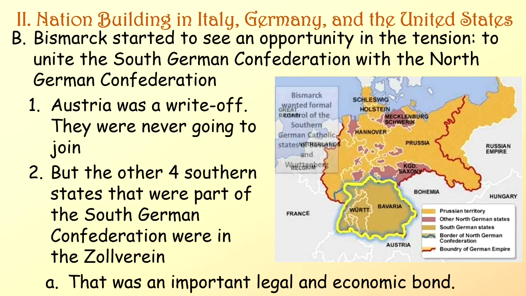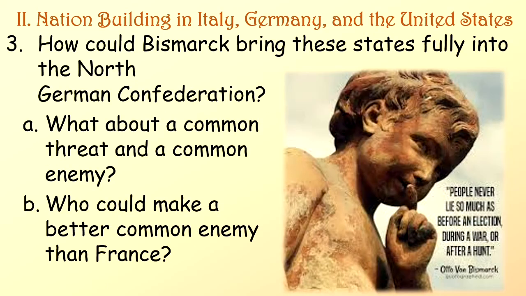Bismarck started to see an opportunity in the tension to unite the South German Confederation with the North German Confederation. Austria was a write-off. They were never going to join. But the other 4 southern states that were a part of the South German Confederation were in the Zollverein. This was an important legal and economic bond. How could Bismarck bring these states fully into the North German Confederation? What about a common threat? A common enemy? Who could make a better common enemy than France?